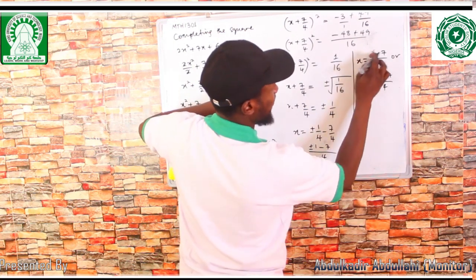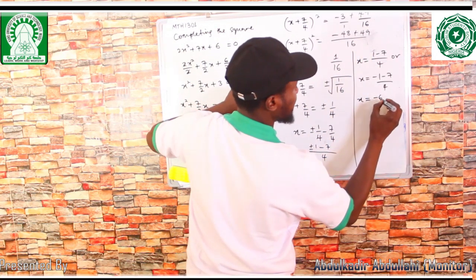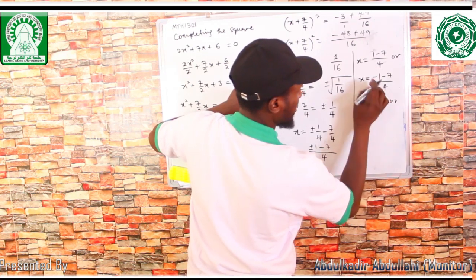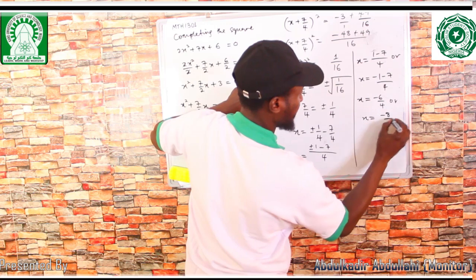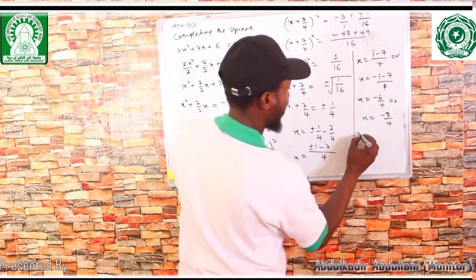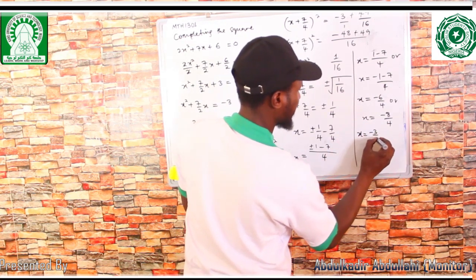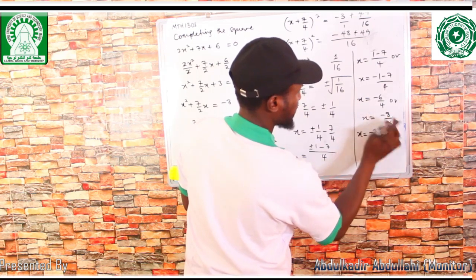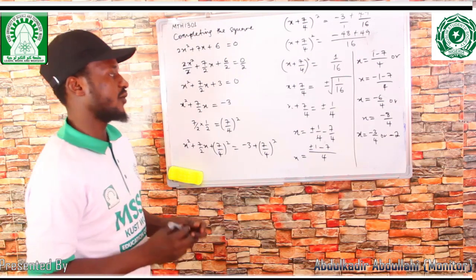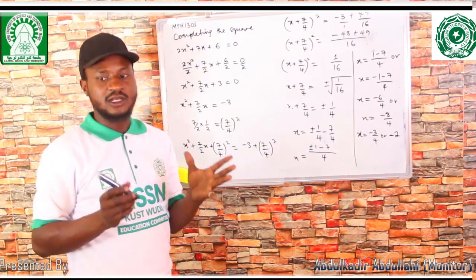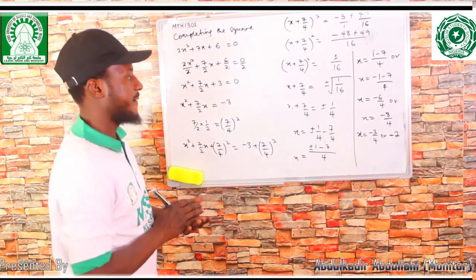X is equal to 1 minus this. We're going to have minus 6 over 4. Or x is equal to 1 minus this. We're going to have minus 8 over 4. So at last, our x is either equal to minus 3 over 4 or x equals minus 2. So this is the root of the equation. This is the quadratic equation solved using the completing the square method.